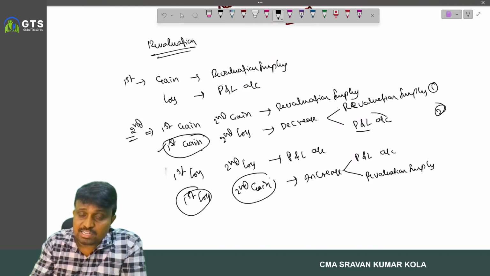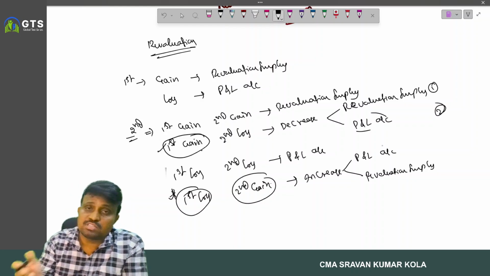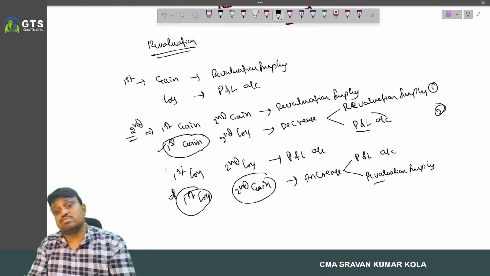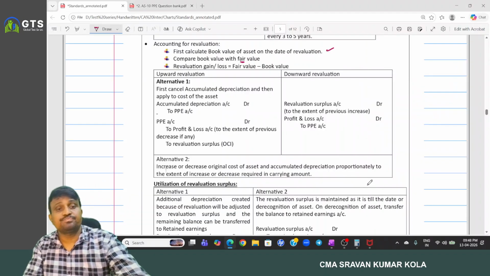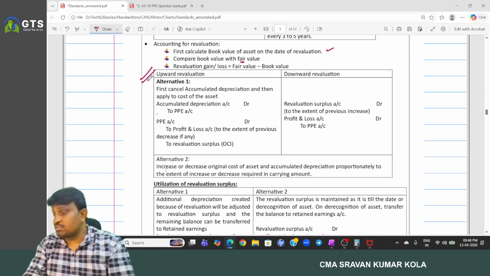First time loss and second time gain: first we transfer the amount to P&L, that is, the P&L account is reverted back, and the remaining amount we transfer to revaluation surplus. In this way, this is the accounting treatment.